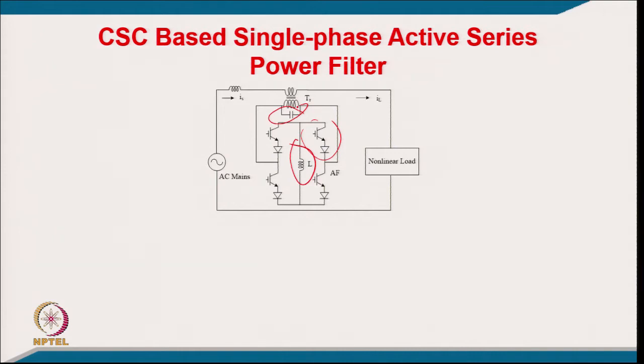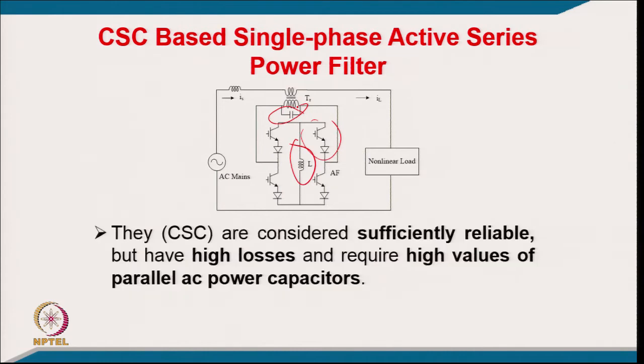But of course, interestingly, the series active filter is also used for voltage fed kind of load to mitigate the current harmonics also. We will discuss that. For a voltage fed kind of load, the series active filter is the best for compensation of current harmonics also.